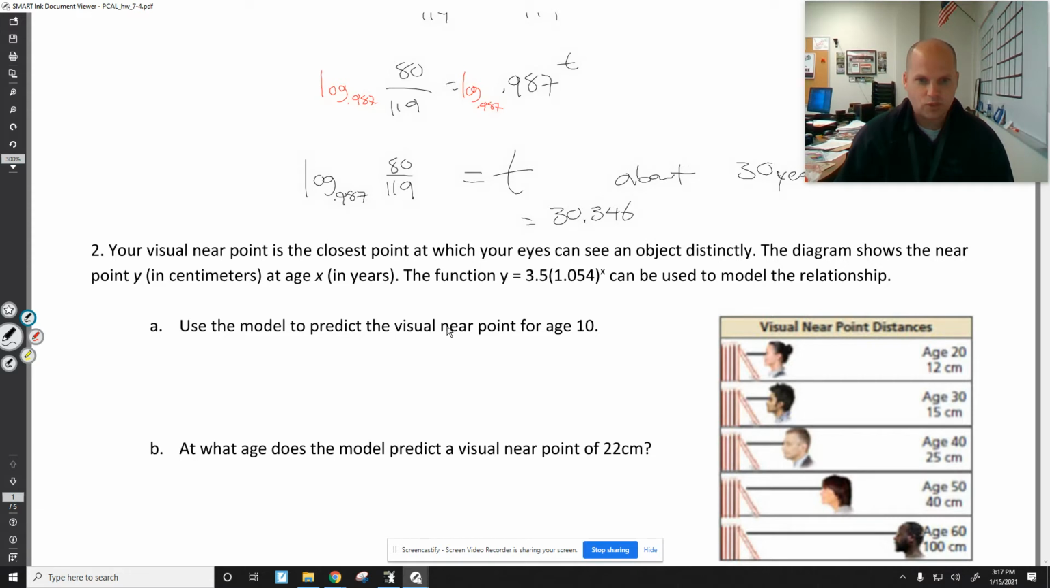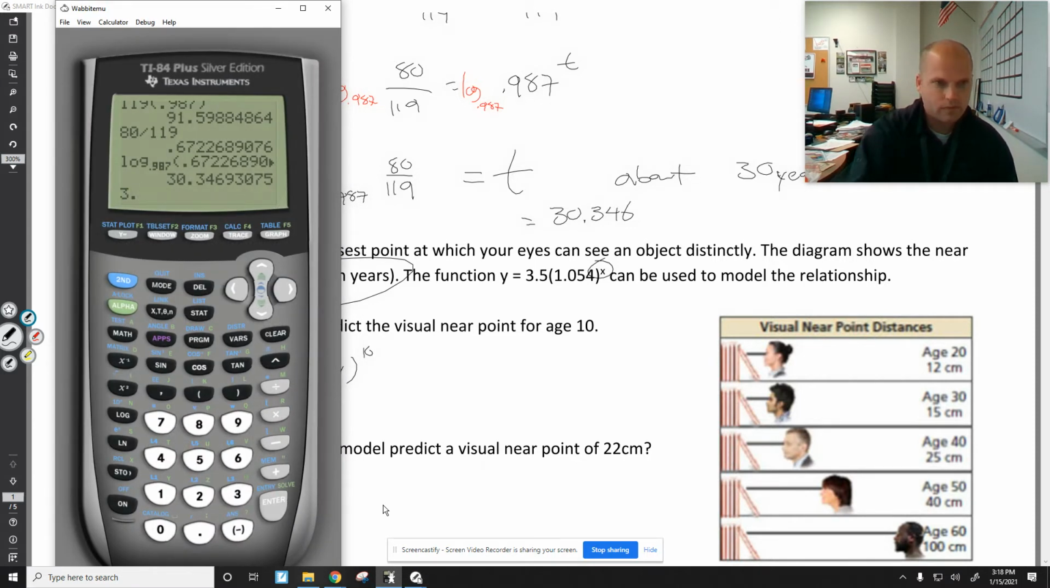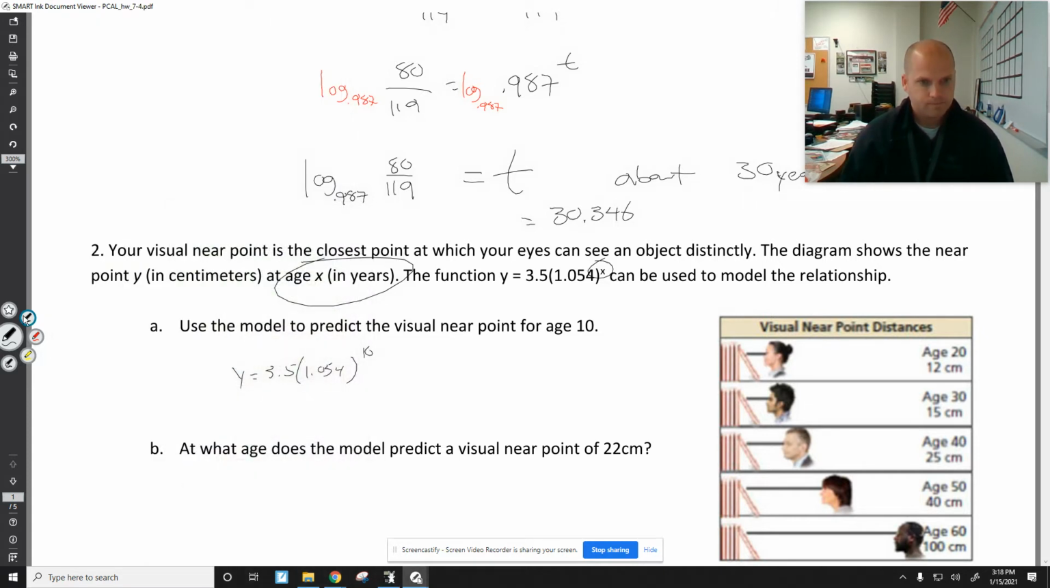Use the model to project the visual near point for age 10. So when x is 10, we're talking about age in years. So, okay, y equals 3.5 times 1.054 to the 10th. You should be able to see something from like 5 centimeters away, 5.922.